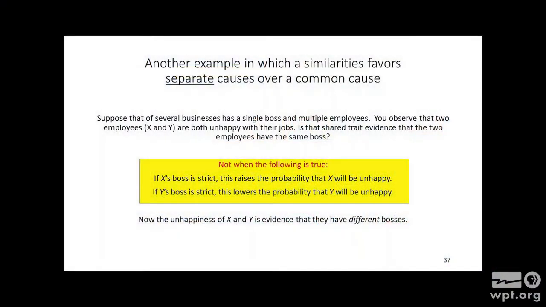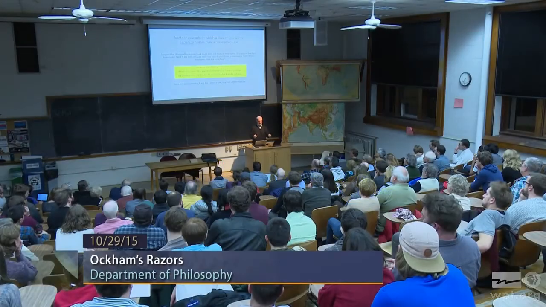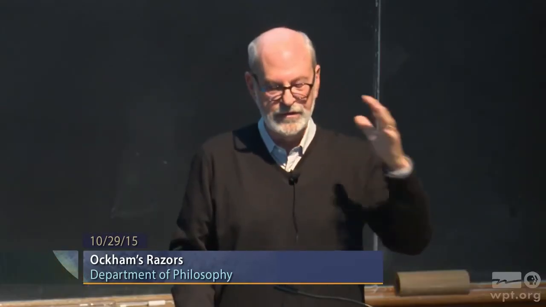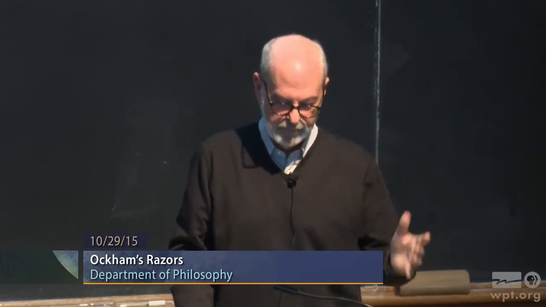Here's an assumption that wrecks that conclusion. Suppose that if X's boss is strict, this raises the probability that X will be unhappy, whereas if Y's boss is strict, this lowers the probability that Y will be unhappy. It turns out that with that assumption in place, the observed similarity, X and Y are both unhappy with their jobs, favors separate bosses, not the same boss. I hope it's a little intuitive. It's not obvious why that works out in the mathy background that I'm not really giving you, but it's true.